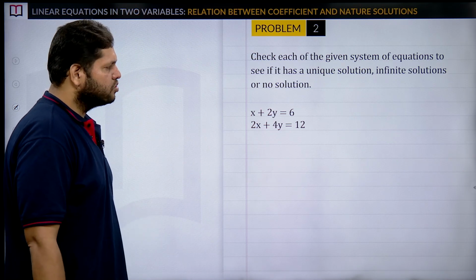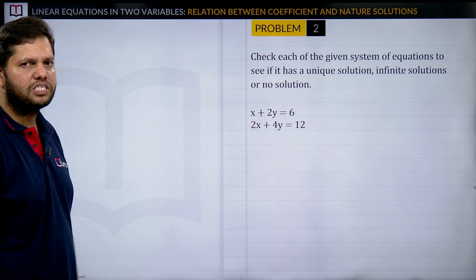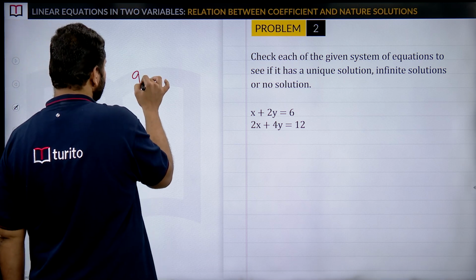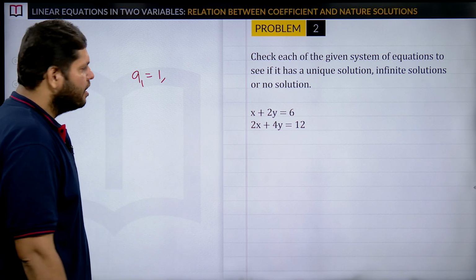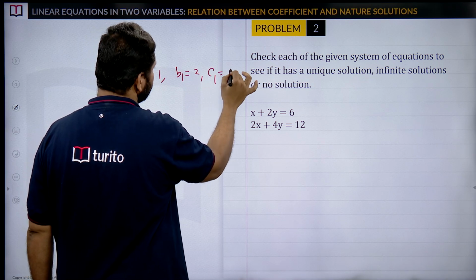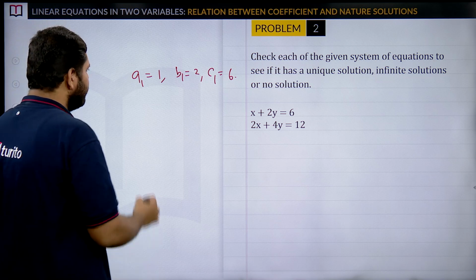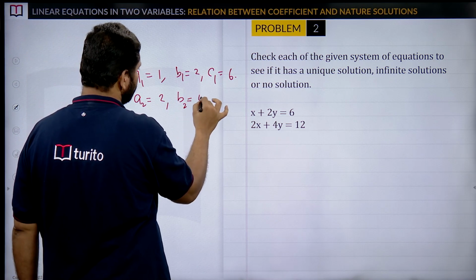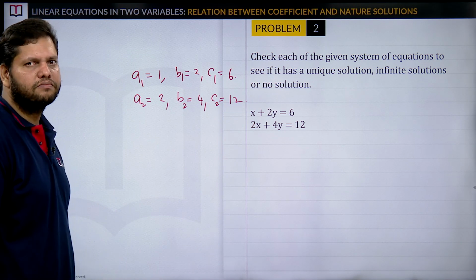Now, children, look at this question, in the same manner. I can find out the a1, b1, c1 values and a2, b2, c2 values. So, I am writing, children, the a1 value. The a1 value is equal to 1. The x coefficient is what? 1. Next, the b1 value is equal to 2. And the c1 value is equal to what? 6. Next, the a2 value is 2, the b2 value is 4, and the c2 value is 12.